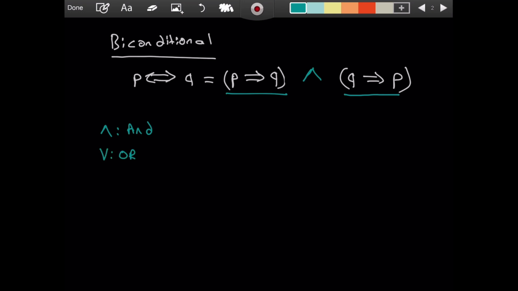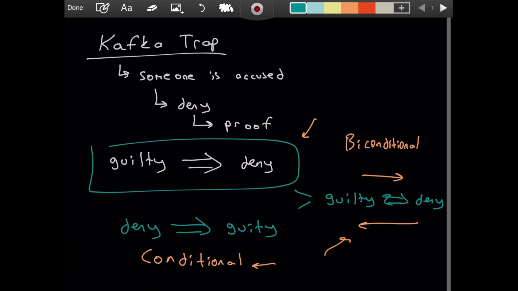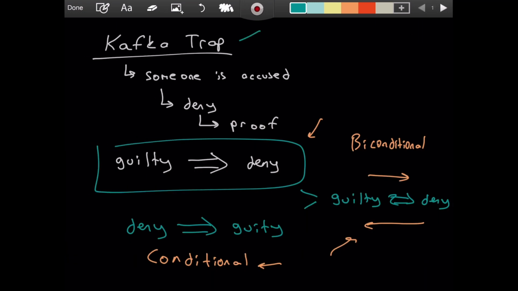This is and, and let me even talk about or, because in the future videos we might need them. This is or. So what is the takeaway from this video? Well, there is something called Kafka's trap, which is a rhetorical device, a fallacy actually, that is assuming if a person denies something, they are guilty, because denying is the action that a guilty person would take. However, biconditional logic does not necessarily apply here. That's why this is a trap.